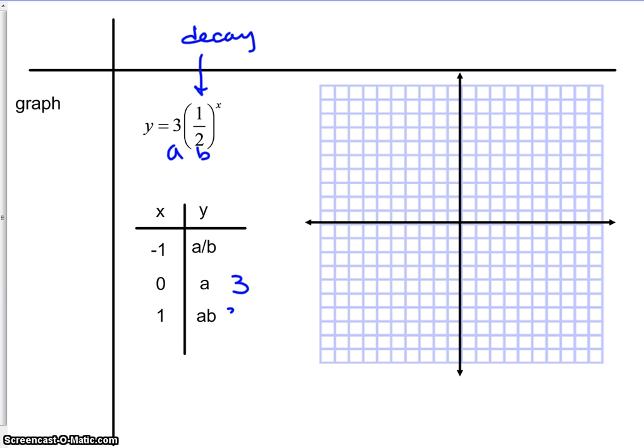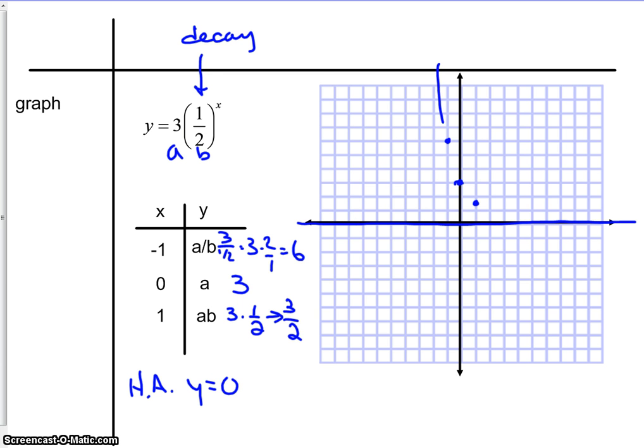3 times 1/2 is 3/2. A divided by B: 3 divided by 1/2, again, multiplied by your reciprocal, equals 6. So -1, 6. Then we get 0, 3. Oops, sorry. We get 0, 3. Then 1, 3/2. Always want to look at that horizontal asymptote. It's just y equals 0.